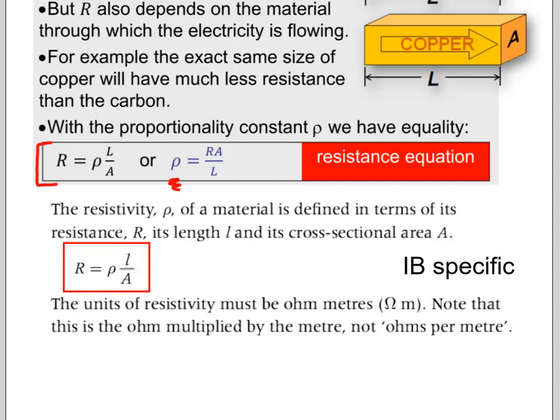You would have to be given that. You don't have to discover that. But it's a relationship that ties in the length, the cross-sectional area, and the actual resistivity of the material involved. So that's a little relationship that ties those pieces together.